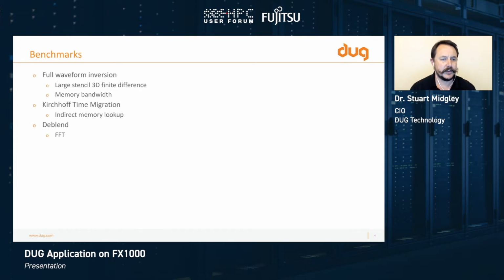I'm going to briefly talk about a few benchmarks that we run on various bits of hardware. One of them is a full waveform inversion, which is a large stencil 3D finite difference code, which tends to be memory bandwidth limited. I'm also going to talk about our Kirchhoff time migration, which is mostly indirect memory lookups, and our DBlend code, which is FFT based. These will give some indication of the performance of the CPU.